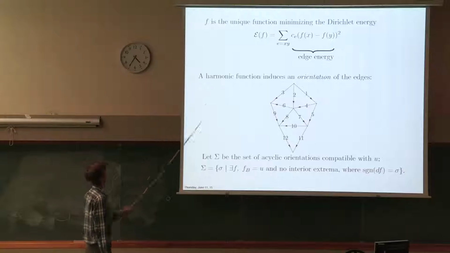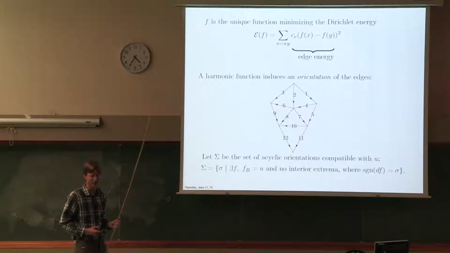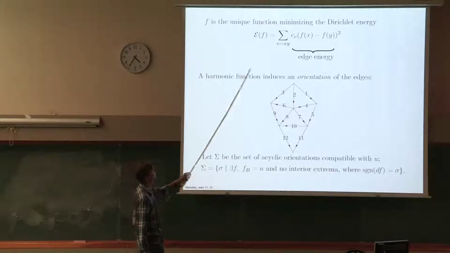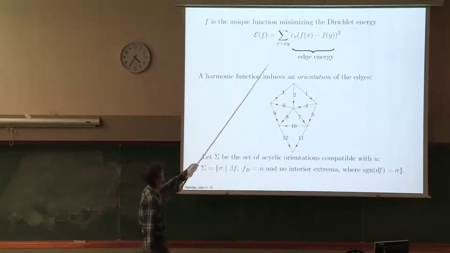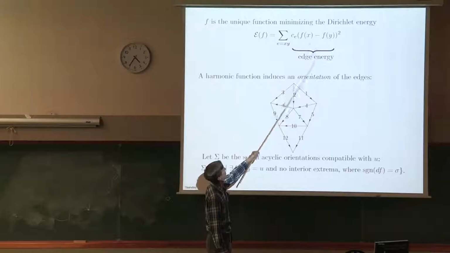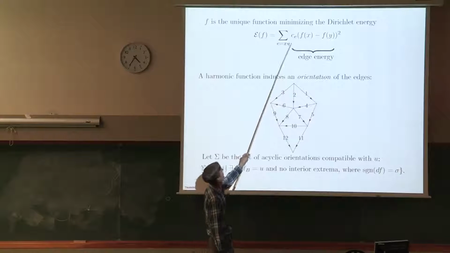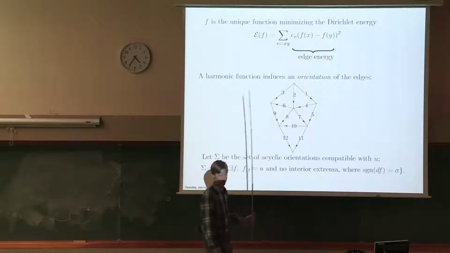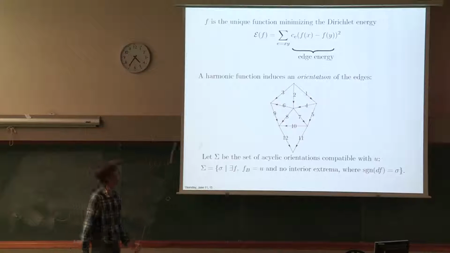Well, of course, one way is that it's just a linear algebra problem to find this harmonic function. Alternatively, you can minimize the so-called Dirichlet energy, which is the sum over all the edges of the difference of the function squared times the conductance. So we're going to call this quantity the edge energy. That's the amount of energy dissipated by that light bulb along that edge.